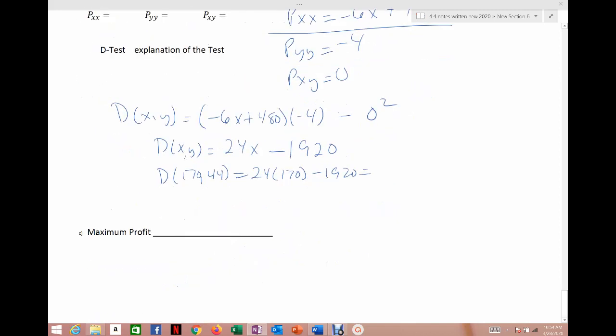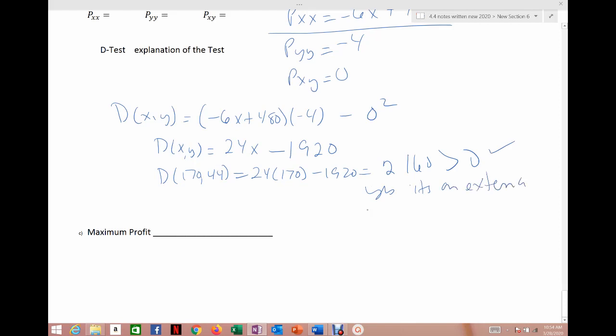Alright, when you simplify that, it comes out to positive 190. Should come out positive, but I'm going to double check that it does. So 24 times my 170 minus 1920 comes out positive 2,160, which is greater than 0. Remember, that's just the first step. That just checks that, yes, it's an extrema.